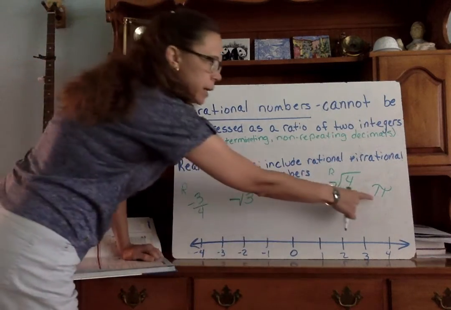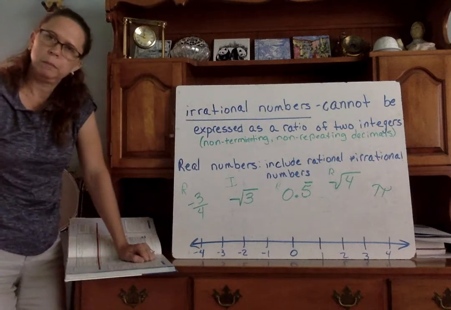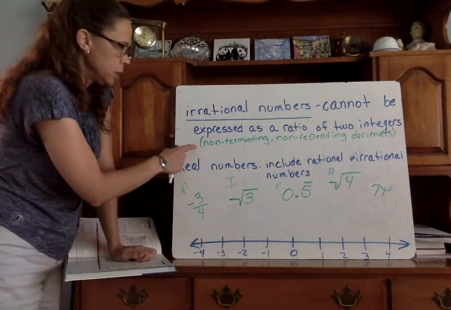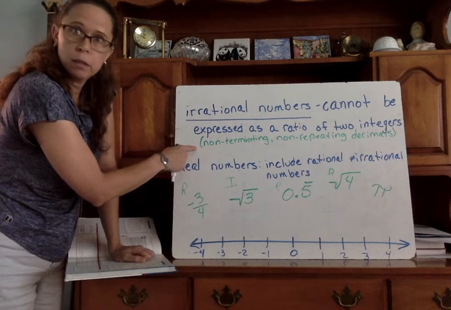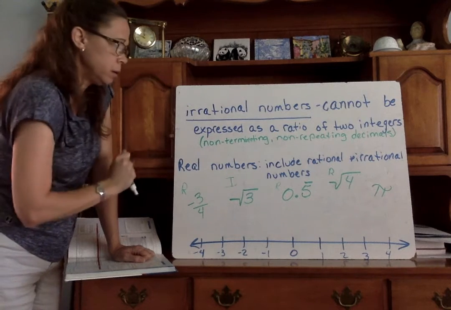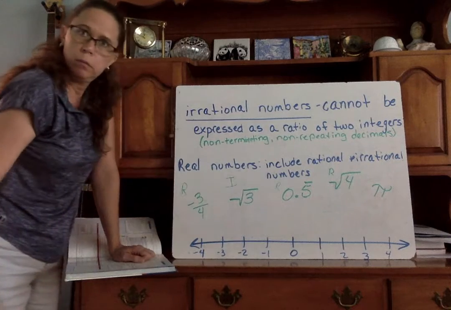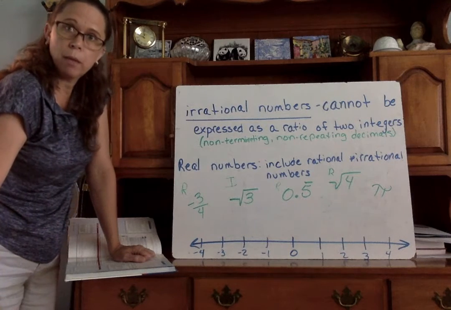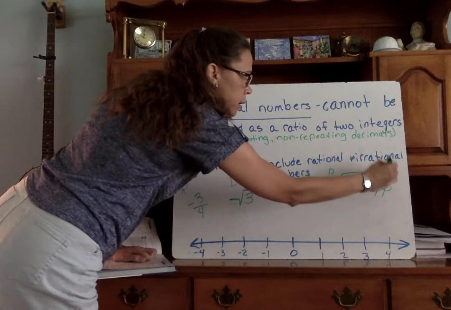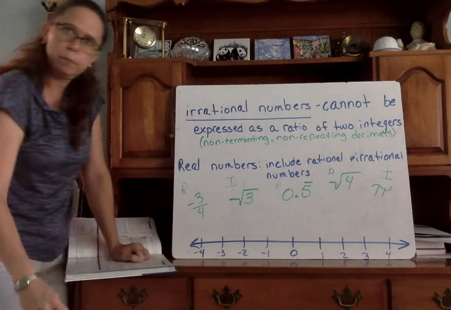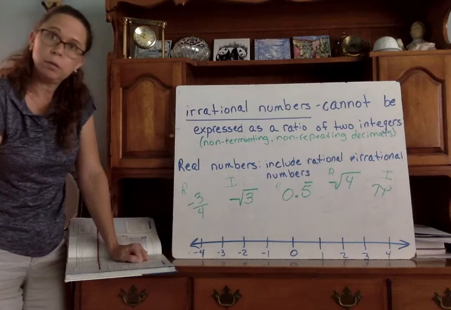Okay? The last one let's talk about is pi. Let's look at this definition. Does pi terminate as a decimal? No. That's the special thing about pi. It just keeps going on and on. Does it repeat? No. That's another special thing about pi. So guess what? Pi is an irrational number. Okay? Pi is irrational.